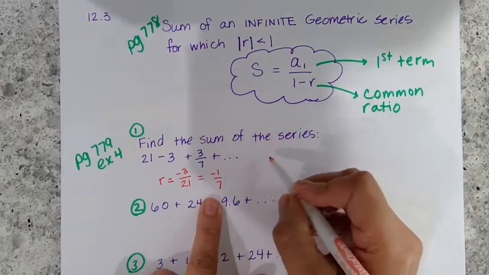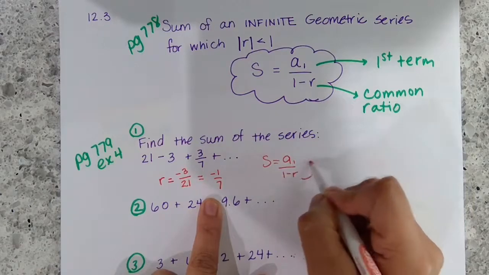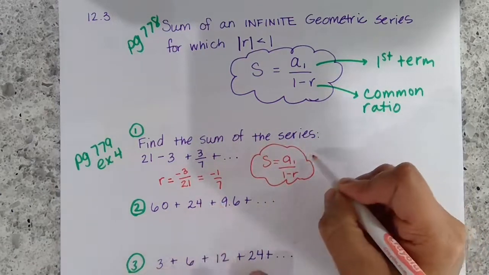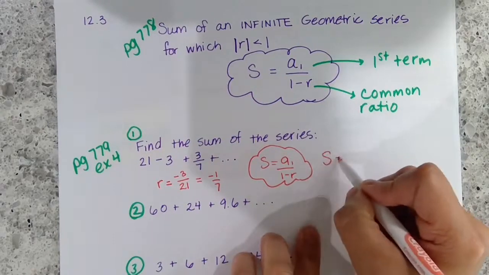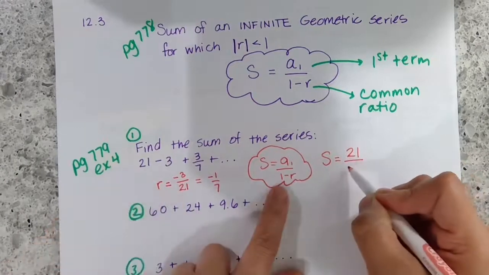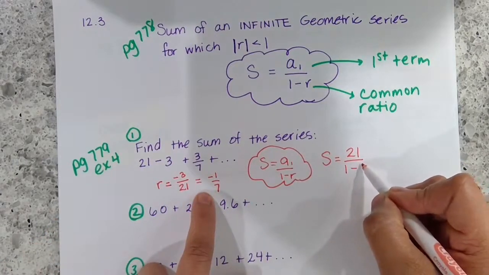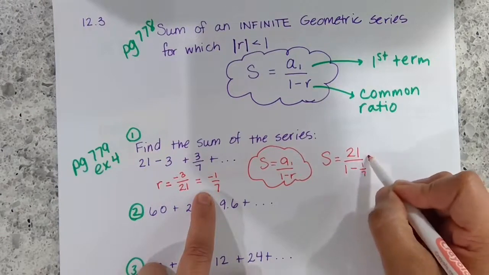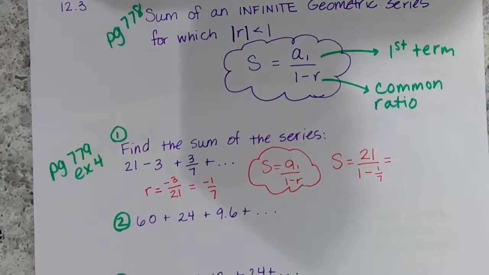I'm going to use the formula, and then plug in your information. The sum of the infinite series is my first term divided by 1 minus 1/7. And you can just stick this into your calculator, get the answer. Or if you want to actually just work it out, let me pause it and work it out.